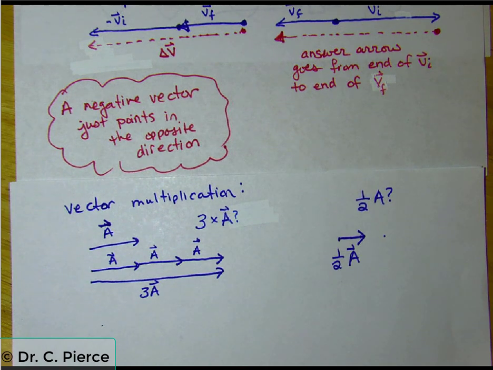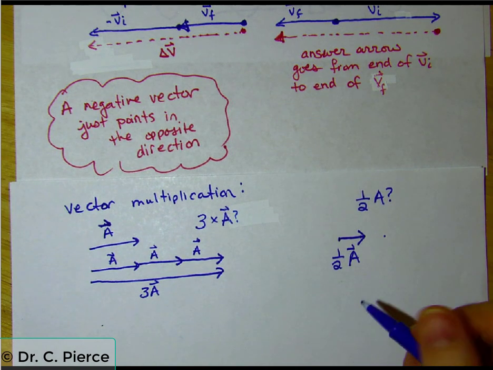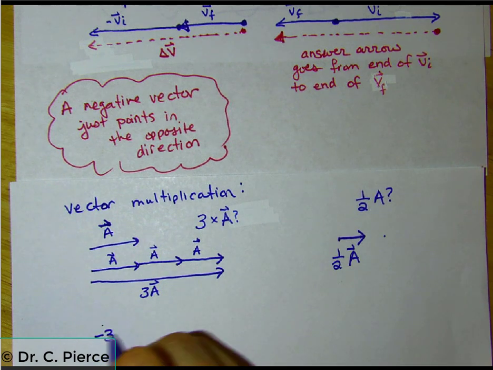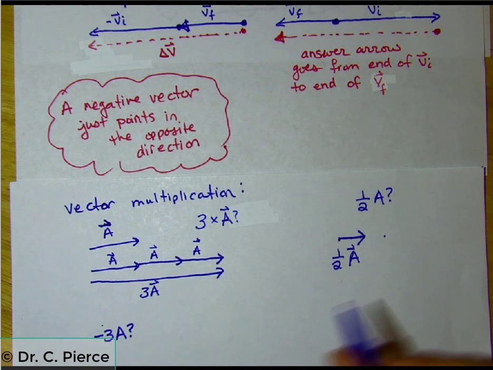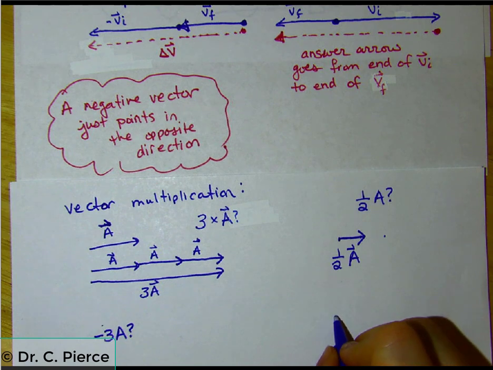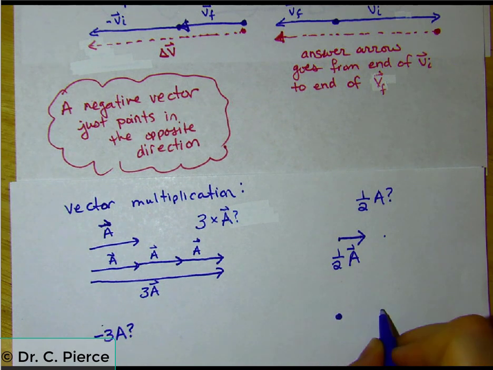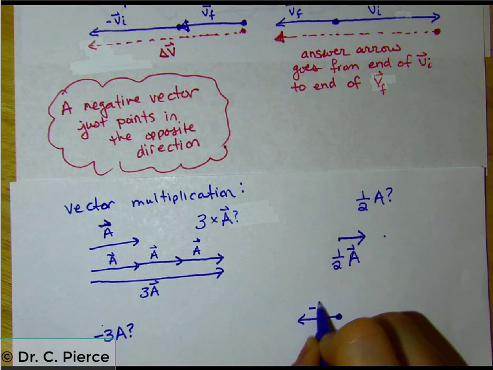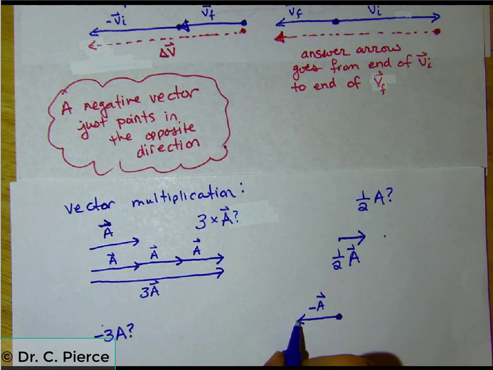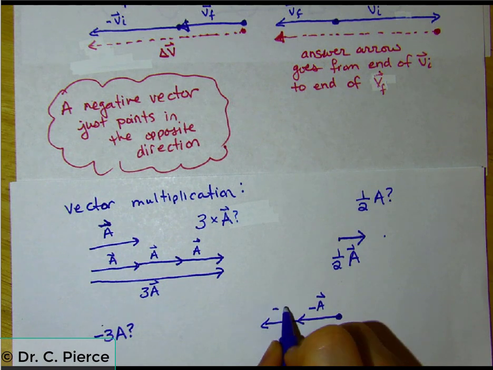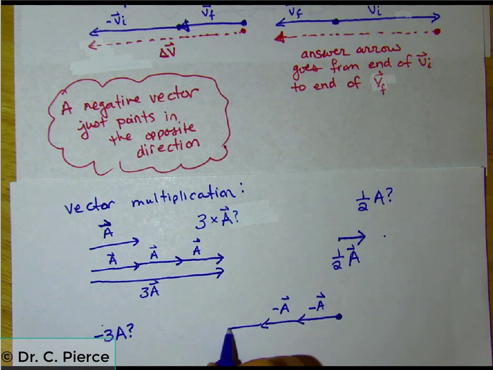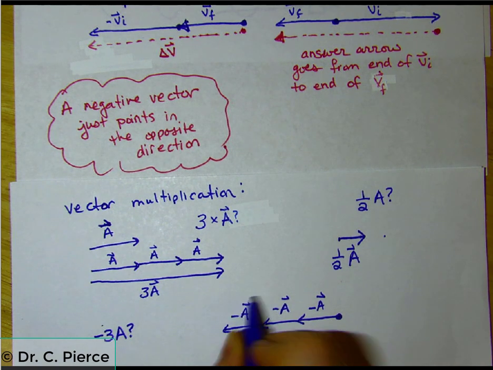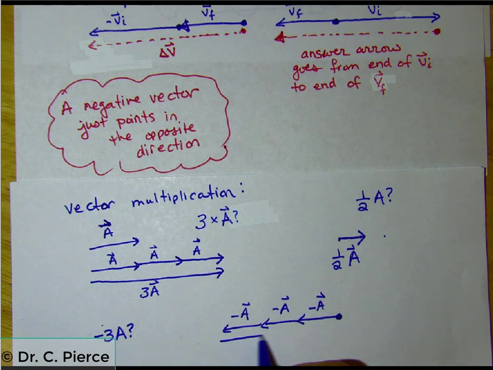And then let's just do one more example. How about if we had negative 3A? So what we could do is take a starting point, and not draw A this time, but draw negative A. And remember, negative just flips the direction. But we had 3 of them. So the negative 3A would be 3 times the original length in the opposite direction.